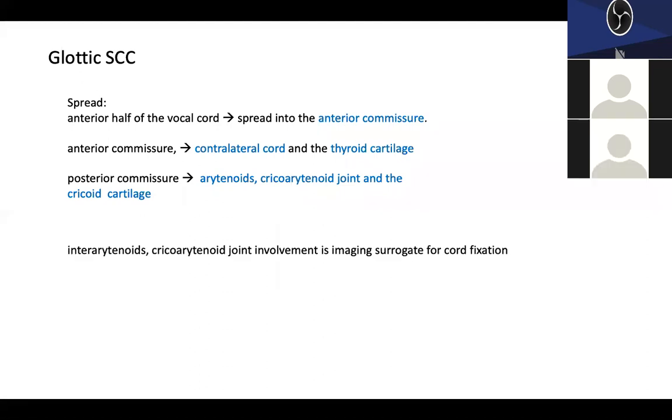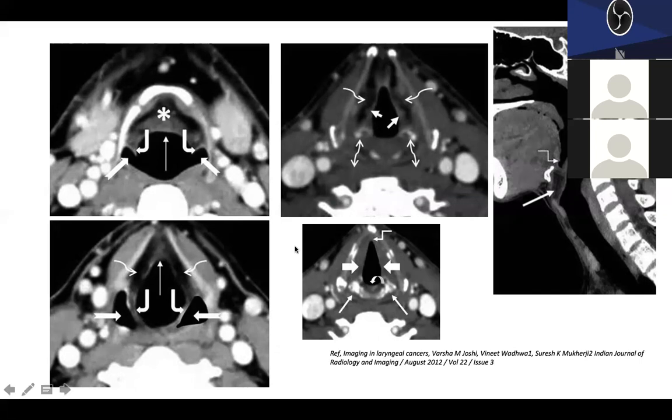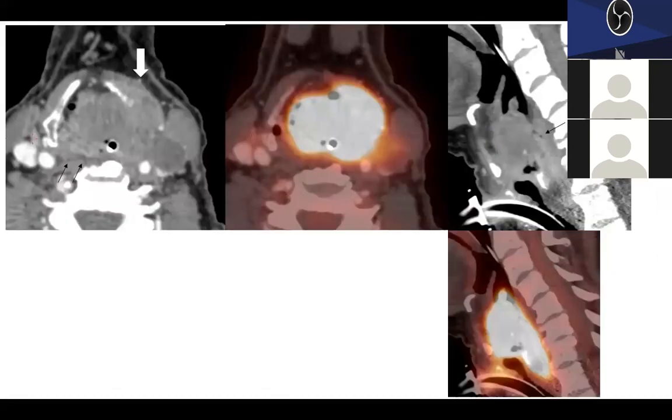To understand cord fixation, you have to do clinical examination, and cricoarytenoid joint involvement is an imaging surrogate for cord fixation. I would like to point out another thing that we see sometimes in FDG: contralaterally increased uptake in the other vocal cord. If this cricoarytenoid joint is involved and this cord is not able to move, but the other cord is able to move, it will compensate more, and that cord will actually show more uptake as compared to this cord. That is also one of the surrogates that we sometimes use, but it is not very specific or sensitive.